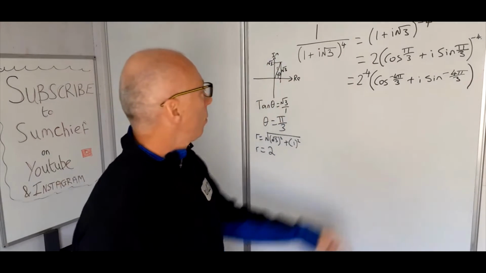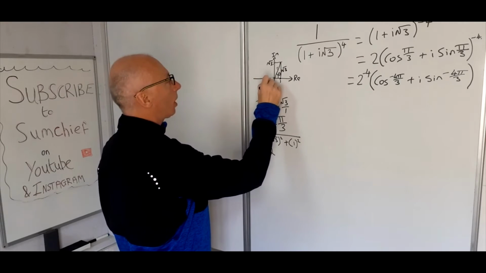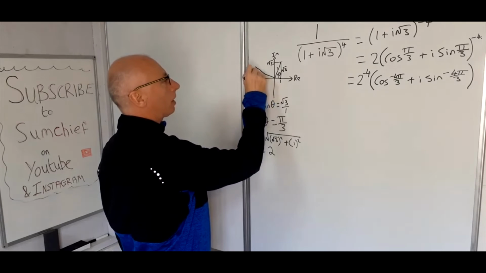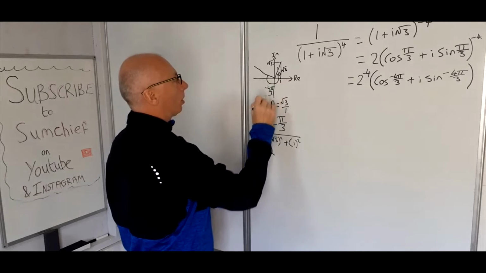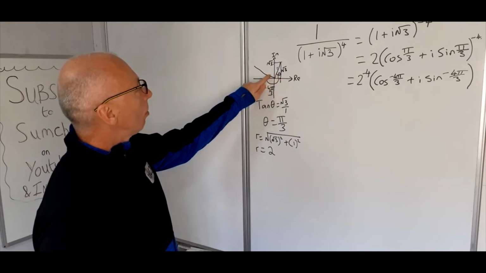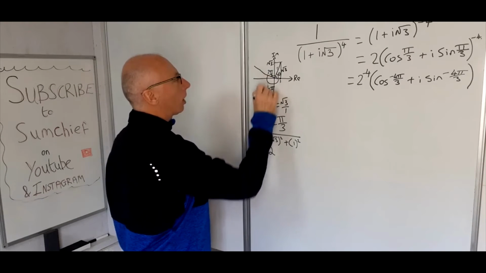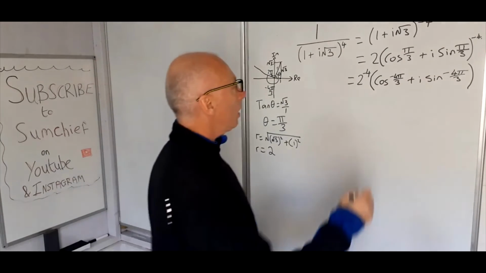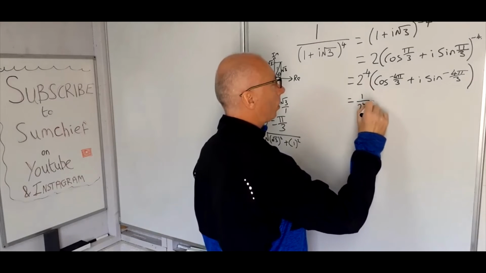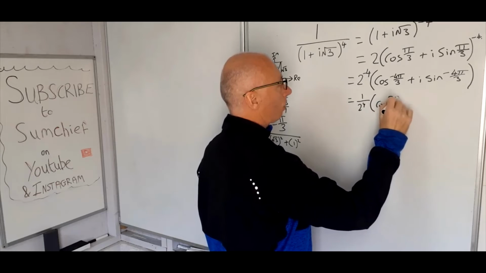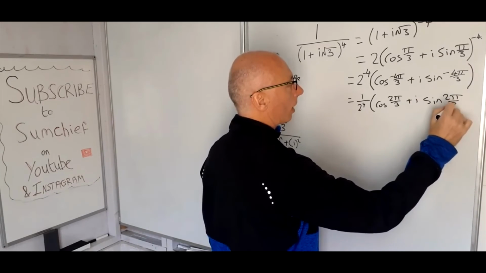Now minus 4 pi over 3 would bring us round, if we go clockwise, to somewhere over here. That's minus 4 pi over 3. But we can also see that this angle is also positive 2 pi over 3. So this one here is 2 pi over 3. So let's work that out now. This equals 2 to the power of minus 4, so that's 1 over 2 to the power of 4, times cosine 2 pi over 3 plus i sine 2 pi over 3.